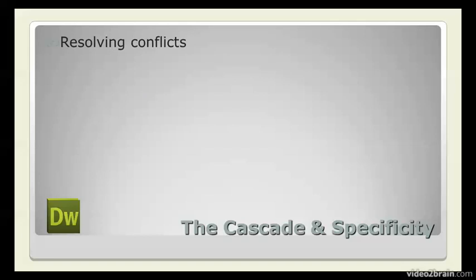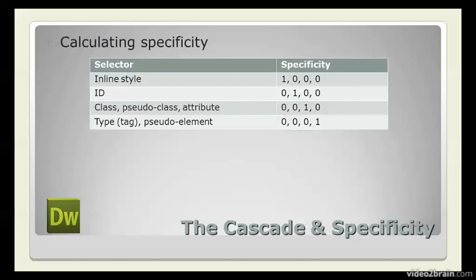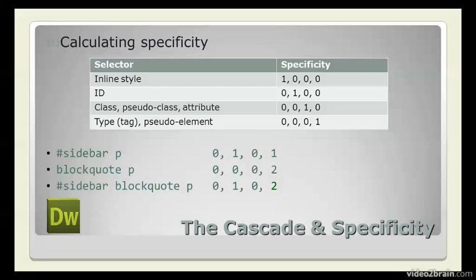But what happens when two rules conflict with each other? The general principle is that if both styles have equal weight, the style that comes lower down in the style sheet takes precedence. But the problem is that not all selectors are equal, and that's where the principle of specificity comes in. The official way of calculating specificity uses four numbers separated by commas. To work out a style rule's specificity, you add up the values of each part of the selector in each comma-separated group.